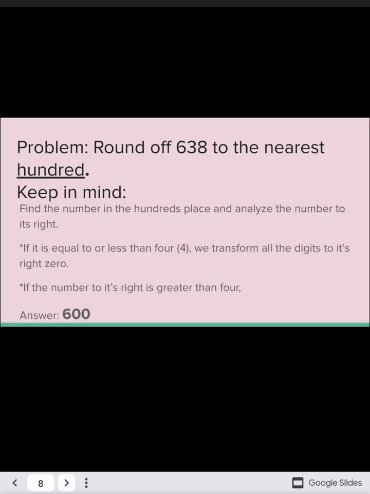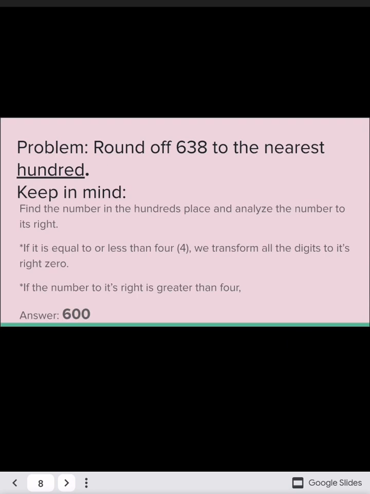For example, round off 638 to the nearest hundred. 638. Where is the number in the hundreds place? 8 is the ones place. 3 is the tens place. 6 is the hundreds place.